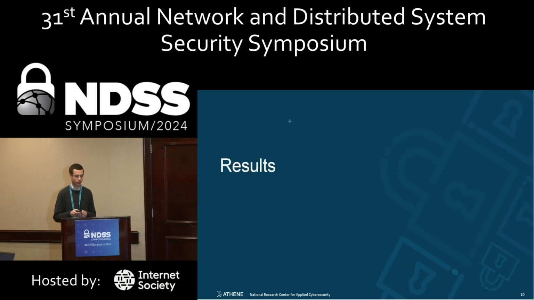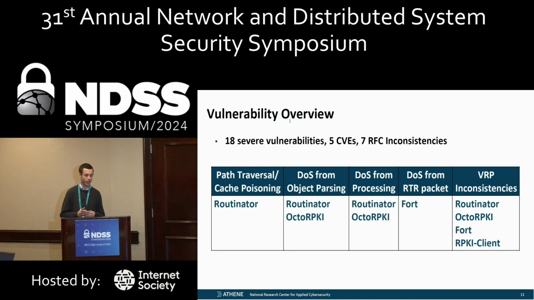Okay, let's come to our results. With Cure, we were able to find 18 severe vulnerabilities in different RP implementations. An overview is given below, and 5 CVEs have been assigned. We also found an additional 7 RFC inconsistencies, so cases in which different implementations reacted differently to the inputs and came to different validation results.